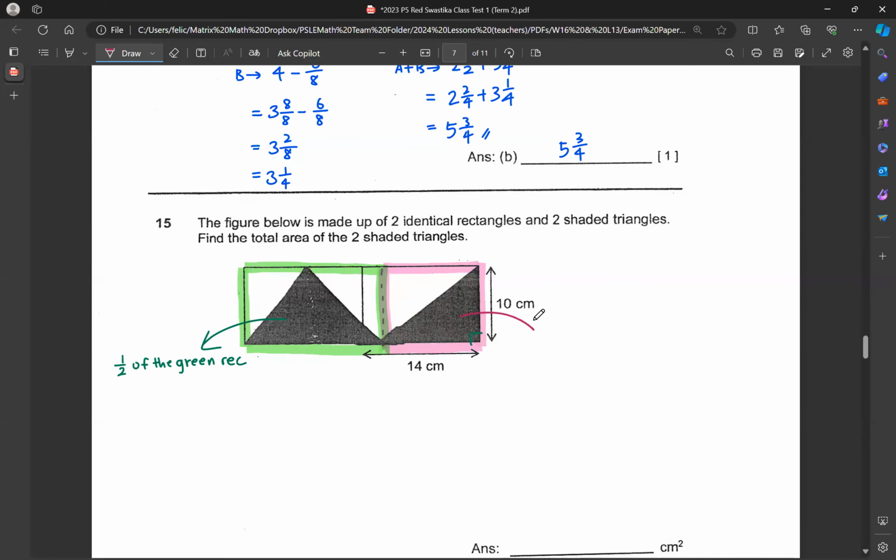Okay, so with that, I'm going to note that down also. So this is half of the pink rectangle.